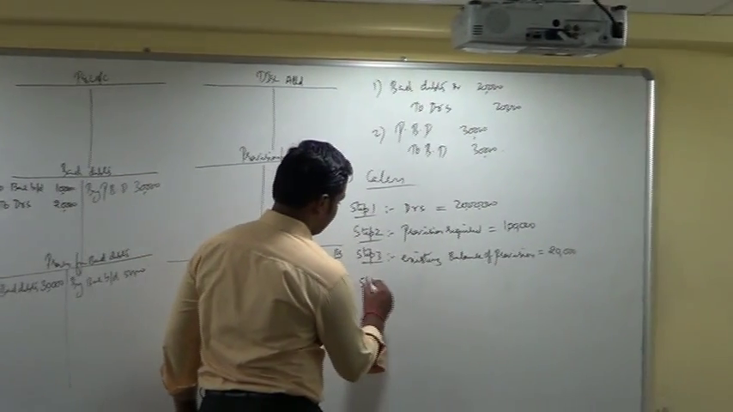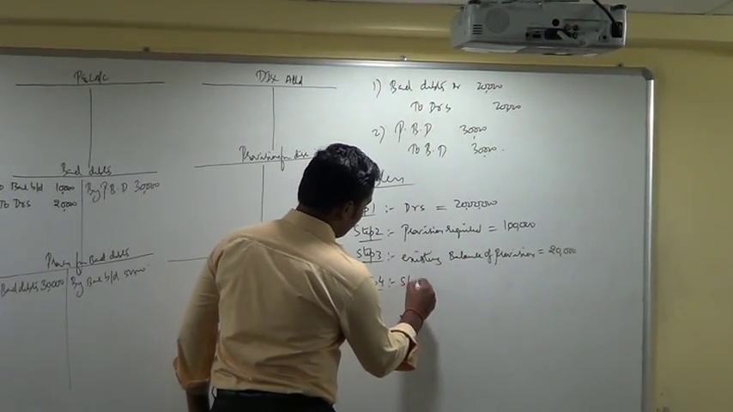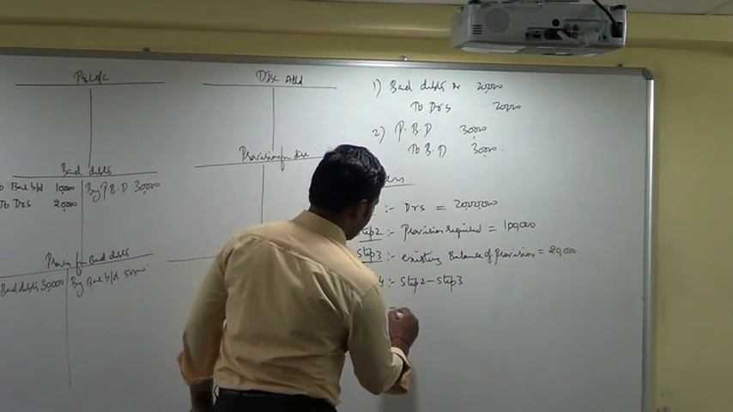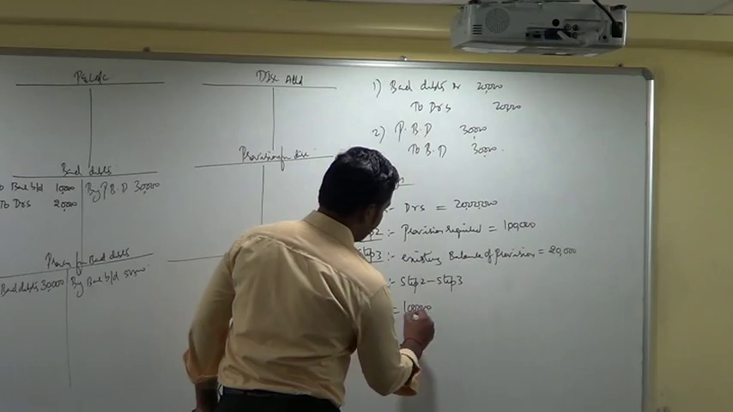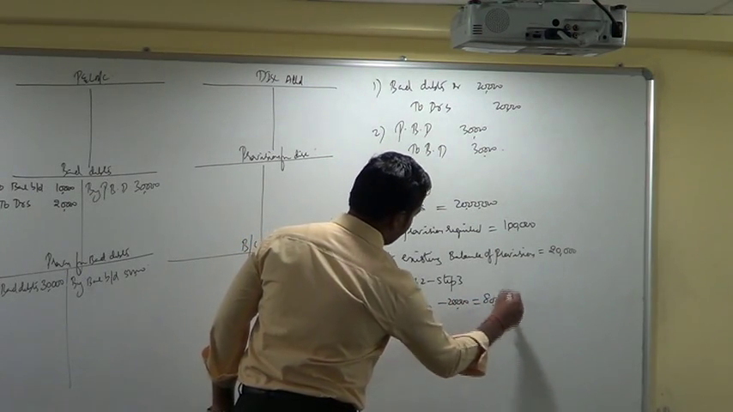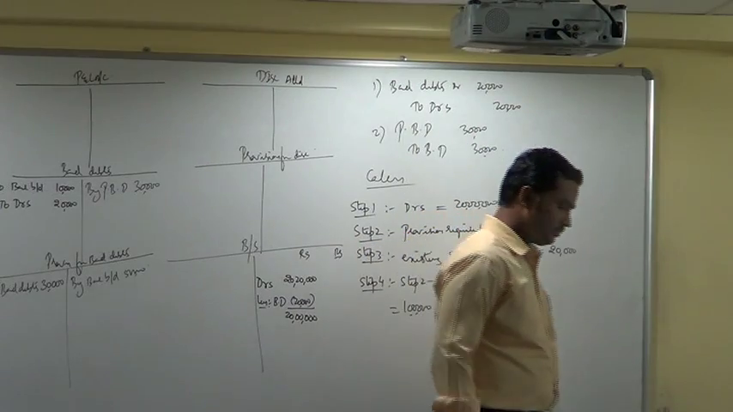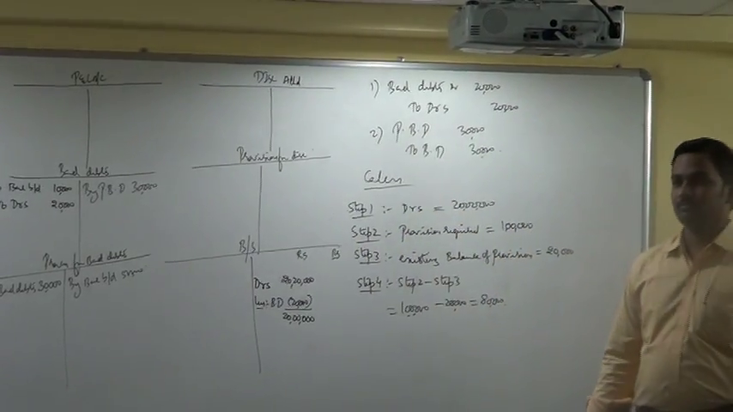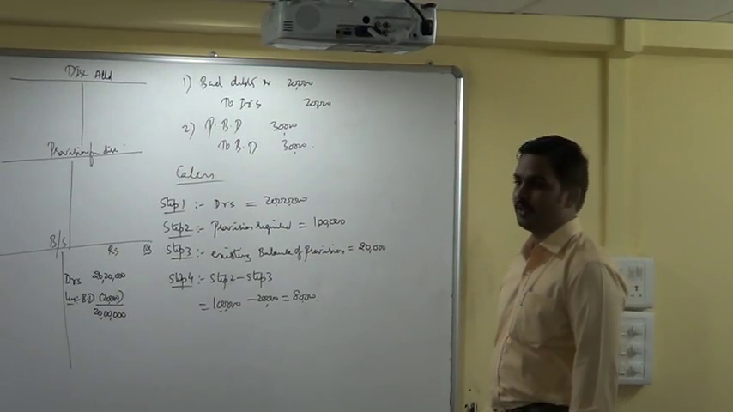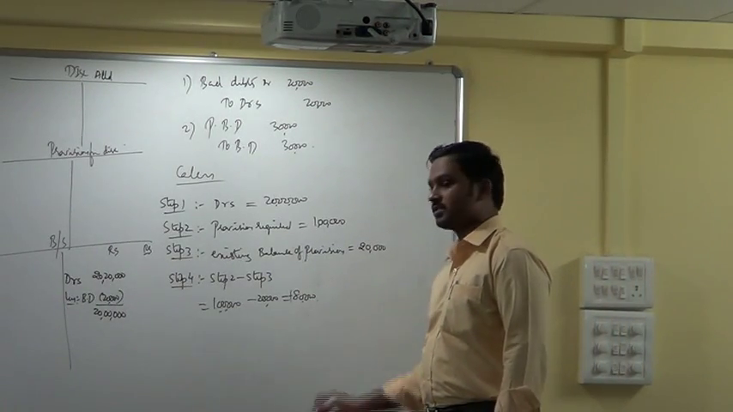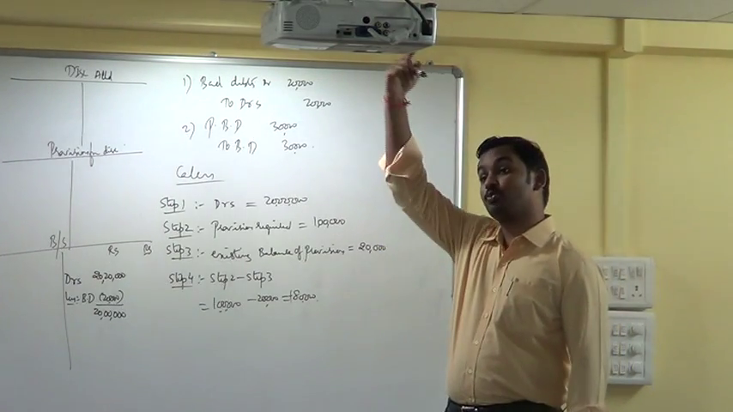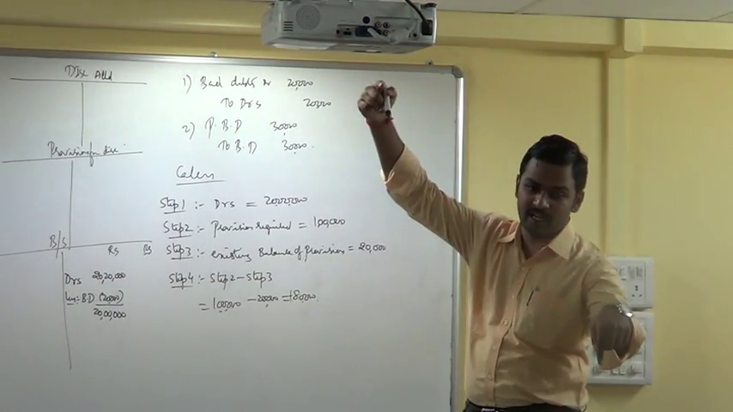Step 4: step 2 minus step 3. It is 1 lakh minus 20,000, 80,000 rupees. The answer is in plus. Plus means what? You have to do plus to provision and you have to subtract from P&L.